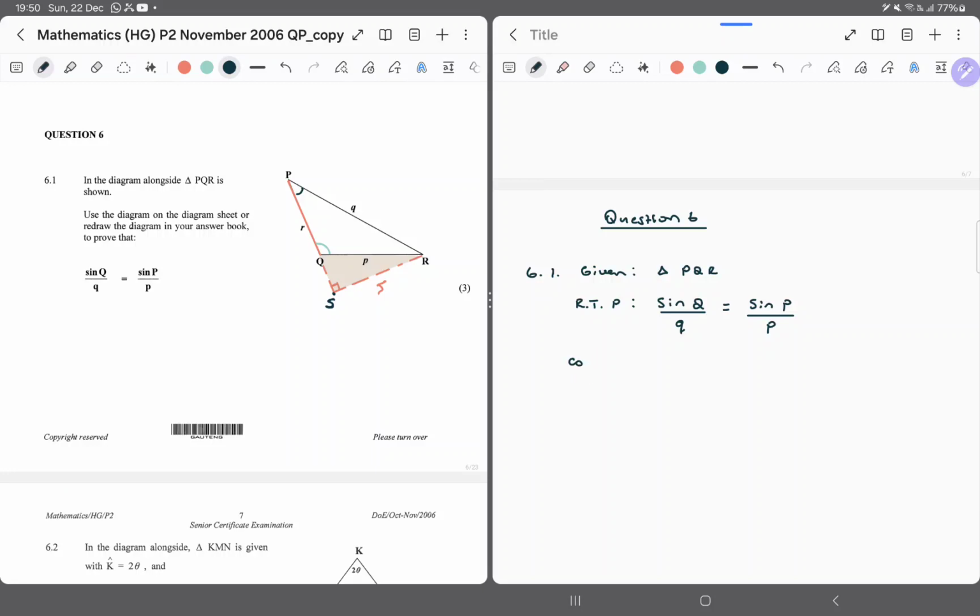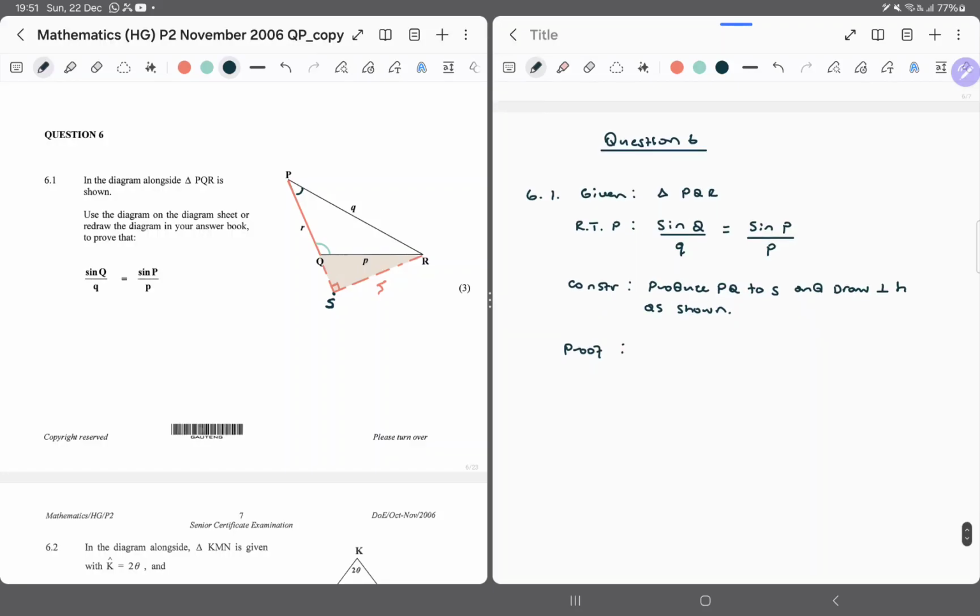Remember, for every proof we must do a construction. So what are we going to construct? We are going to produce PQ to S and draw perpendicular height H as shown. Of course, we use the diagrams given to annotate because we submit that along with this question. Now we get to the proof.